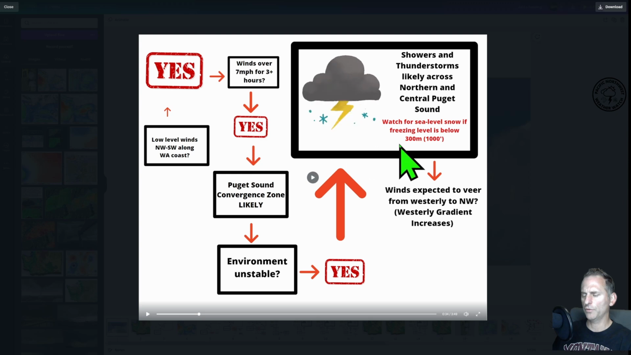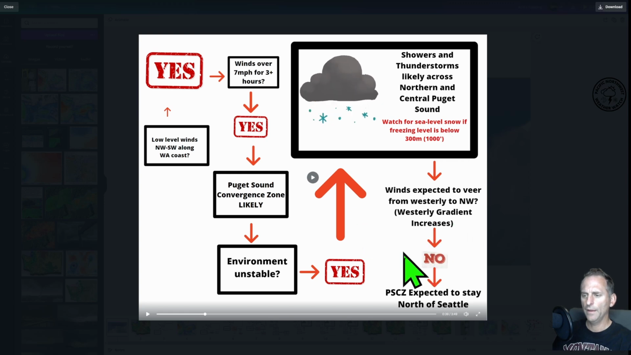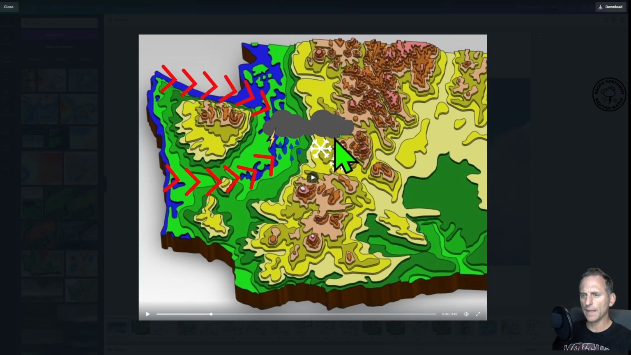The more the flow stays westerly, the more likely that convergence zone is going to stay north of Seattle towards the King County, Snohomish County line. So if it's not veering, you can see no Puget Sound Convergence Zone expected to stay north of Seattle. And that would be in this diagram here, generally westerly flow. You can see winds meeting just north of Seattle here, King County, Snohomish line, maybe a thunderstorm, maybe some snow as you get into the higher terrain. Again, depending on what time of year, the snow can go all the way down to the surface there, of course, as well.